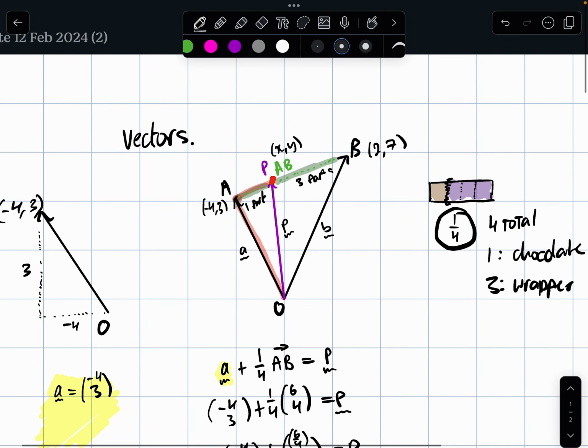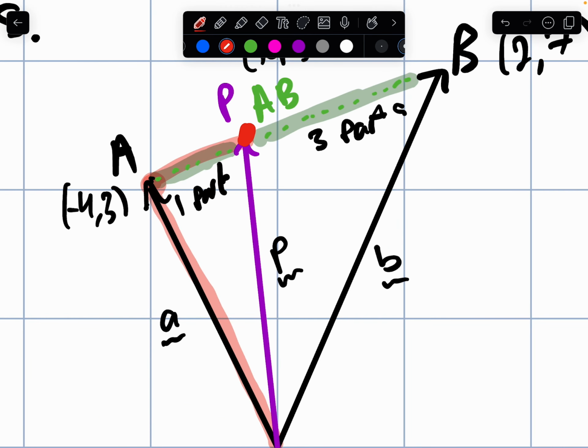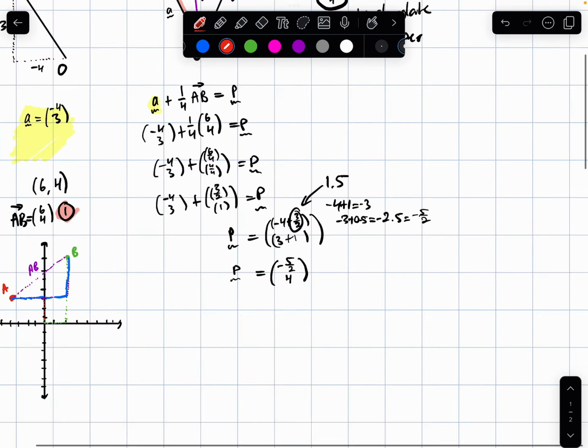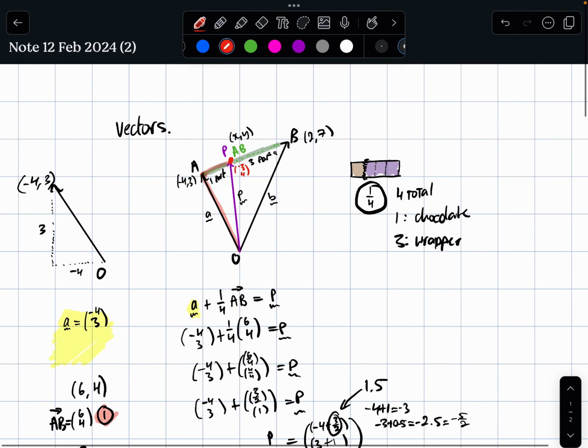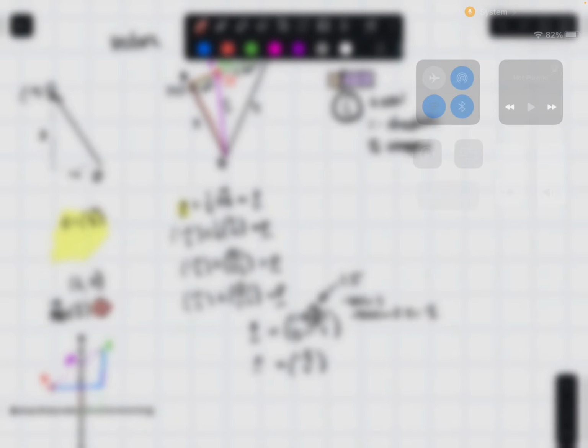This red point up here, which I'll come label -5 on 2, 4. To split this line in the ratio of 1 part to 3 parts, or in essence go 1/4 of the way up that line. And I hope that makes sense. And yeah, there you go.